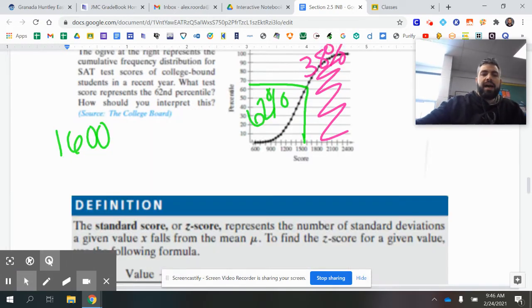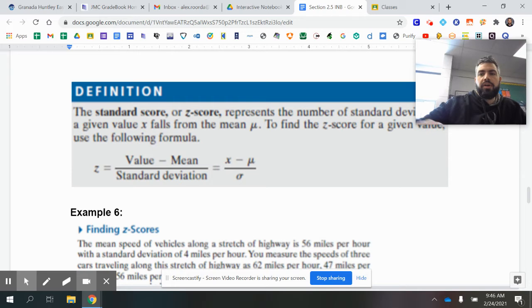Very good. Now, the next thing we're going to talk about is one of the more common ways of checking if a point or data value is within some reasonable range. We call it a Z-score. It's the most common of statistical scores, and this is how we find it.